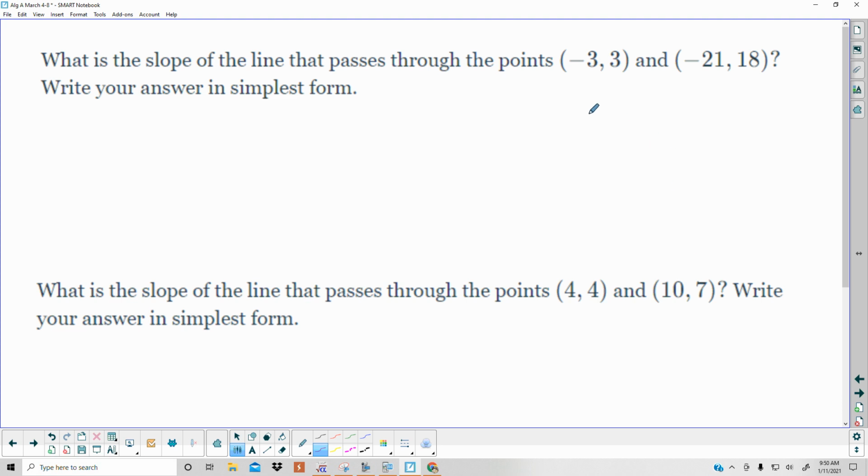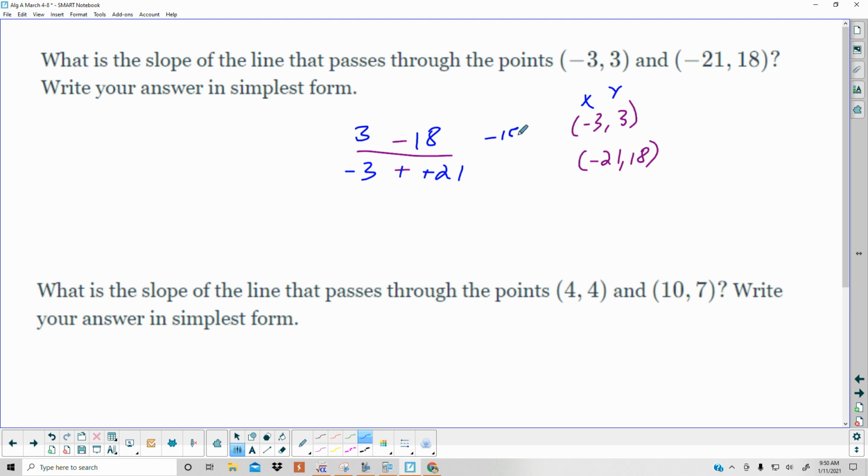Okay, let's try it again. I'm going to write one point over the other. It doesn't matter which one's on top, which one's on the bottom. I'm going to draw the fraction bar and put two subtraction signs in. Then I'm just going to fill the numbers in. These are your y's. They go on top. 3, 18. These are the x's. They go on the bottom. -3, -21. Again, when you have two negatives in a row, make them positive.